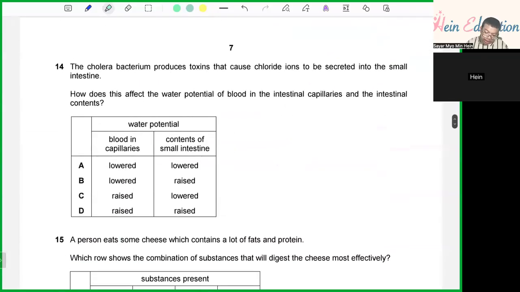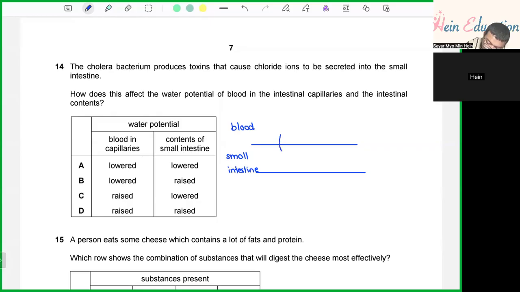And for number 14, it's about cholera bacteria, a bacterium-produced toxin that causes chloride ions to be secreted into the small intestine. I usually use this diagram with my students. So this would be the small intestine, and the other side would be, let's say, the blood and capillary, and the cholera bacterium causes chloride ions from the blood to enter into the small intestine.